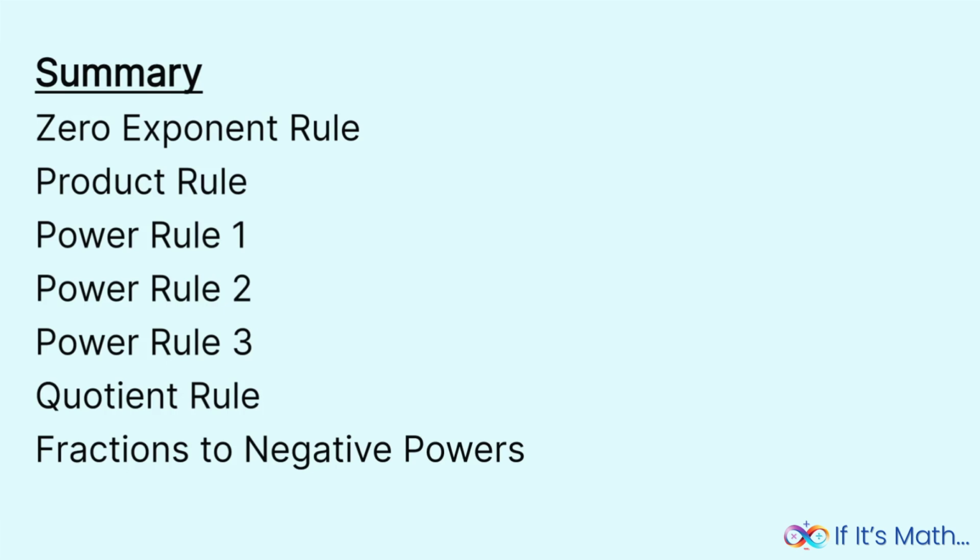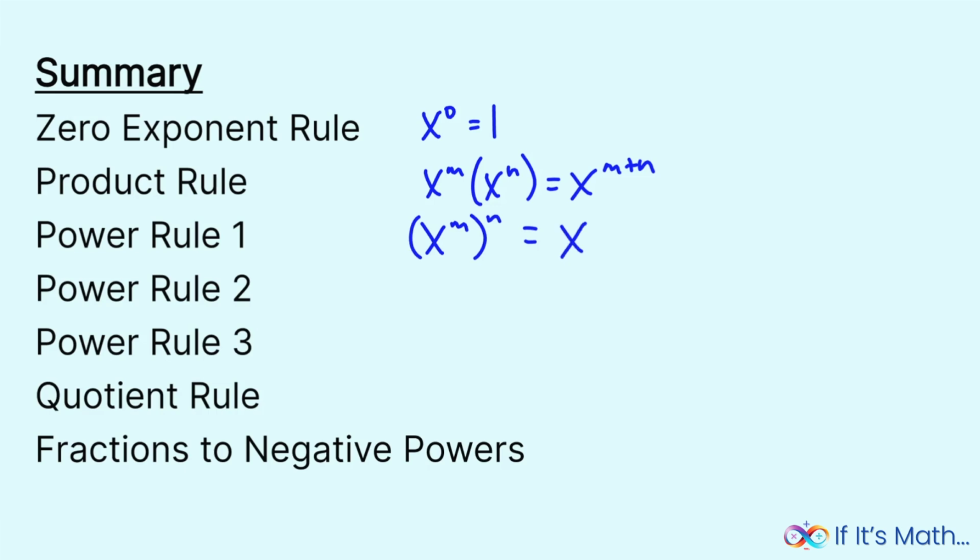The zero exponent rule, remember what that tells you is that x to the 0 power equals 1, unless x is 0. So that's that rule. The product rule, remember, told you that x to the m times x to the n equals x to the m plus n. The power rule 1 told you that x to the m to the n is x to the m n. So you multiply them in that case.